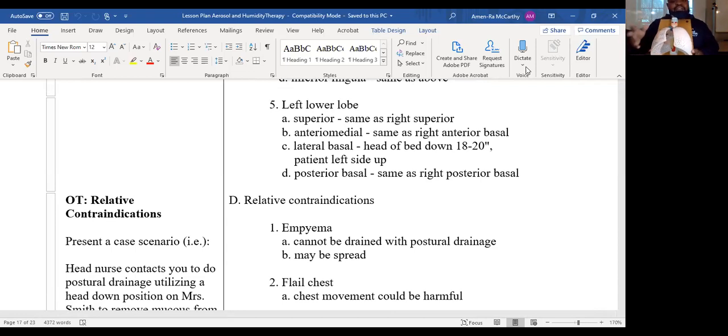The superior segment, of course, is the same as the superior on the right, okay? Same thing. Anterior medial segment of the left lower lobe is the same as the anterior basal on the right, okay? So that's good. Some of them are the same, so you don't have to remember every single one. Some of them are duplicates. The lateral basal segment of the left lower lobe, head of the bed down 18 to 20 inches, left side up. So this is my left side. So I have the head of the bed down 18 to 20 inches, left side up, right? That's it right there. That's the lateral basal. What about posterior basal? It's the same as the right posterior basal. Okay? Same thing. All right.